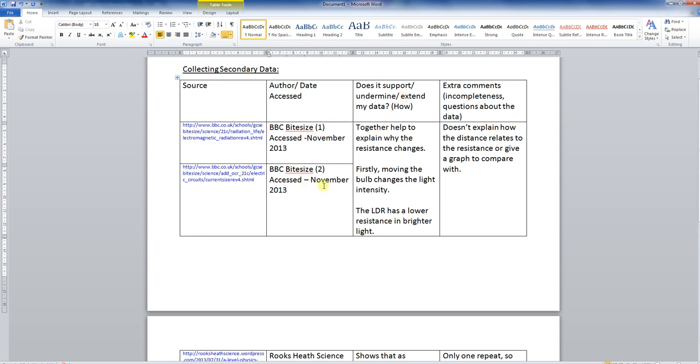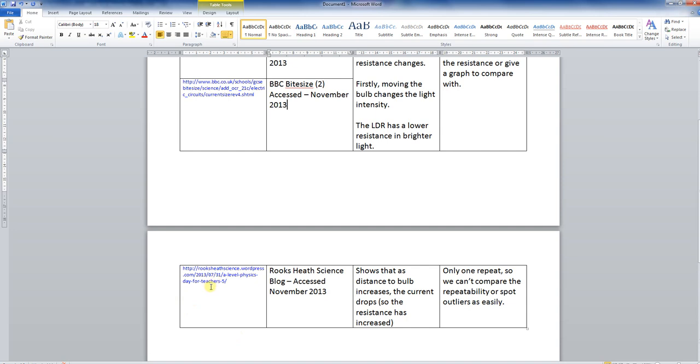Okay, these two together help explain why the resistance changes. Firstly, we said the bulb moving changes the light intensity, and secondly, the LDR has a lower resistance when there's bright light. Okay, again, I'm not allowed to take this in, but I could study it and use this as revision, essentially, before I went into my session. I've also found another source. This one actually had some data in, and I'll show you that now.